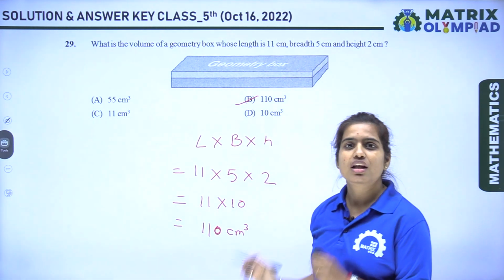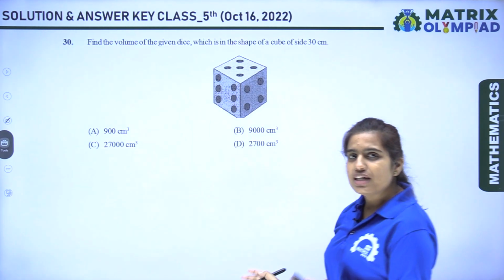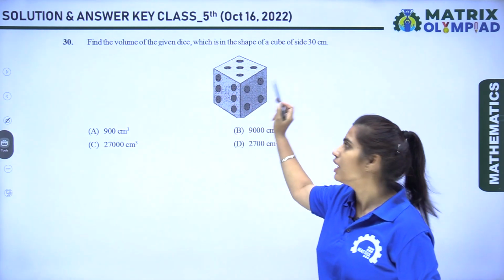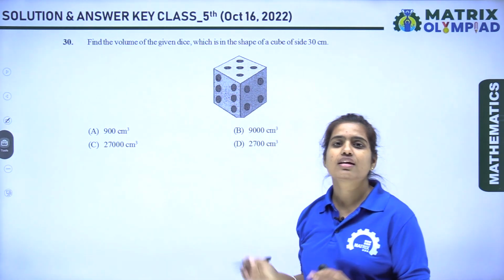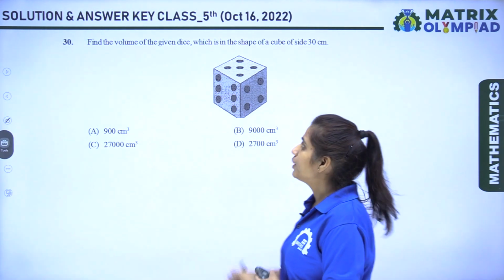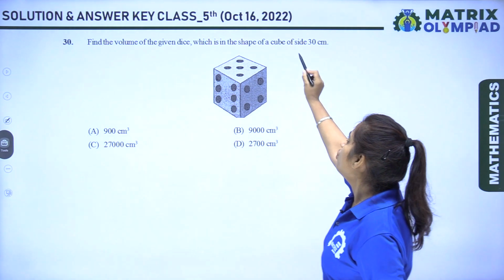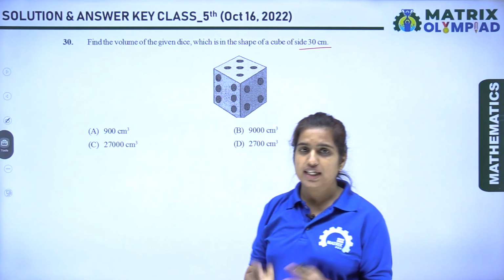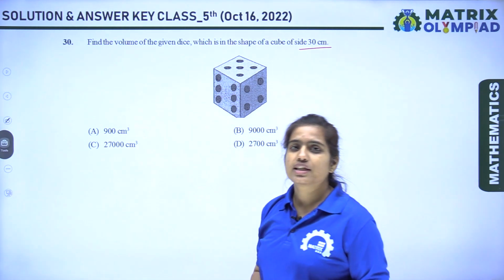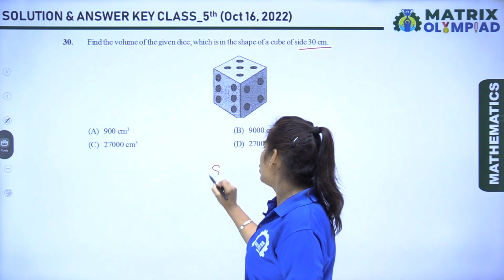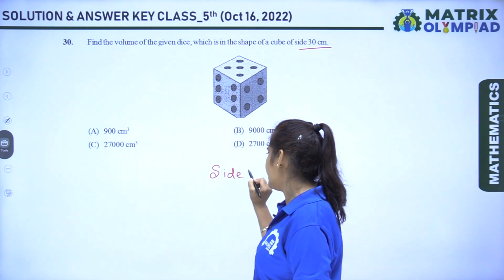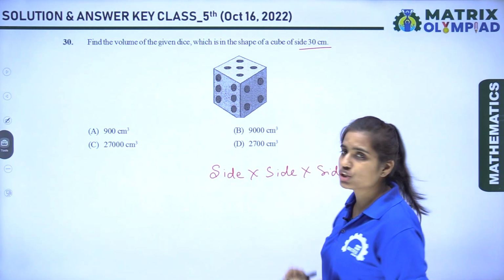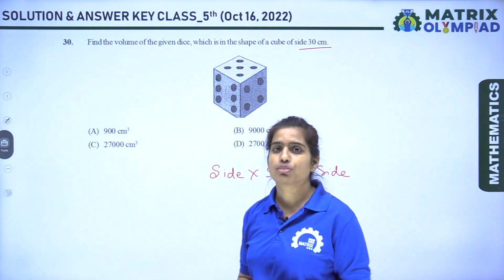Now let's begin with the last question. And the last question is, find the volume of the given dice. Now this dice is in the cube shape, which is the shape of a cube of side 30 centimeter. The side of the cube is given to us, and we know that in cube all sides are equal. So the volume of cube is side multiplied by side multiplied by side. This is also a very simple question and formula based one.